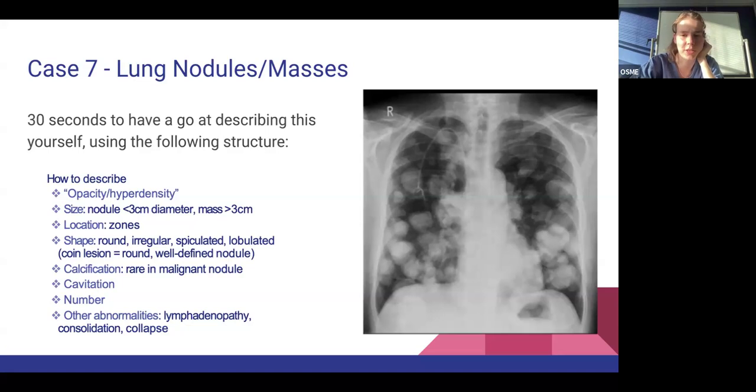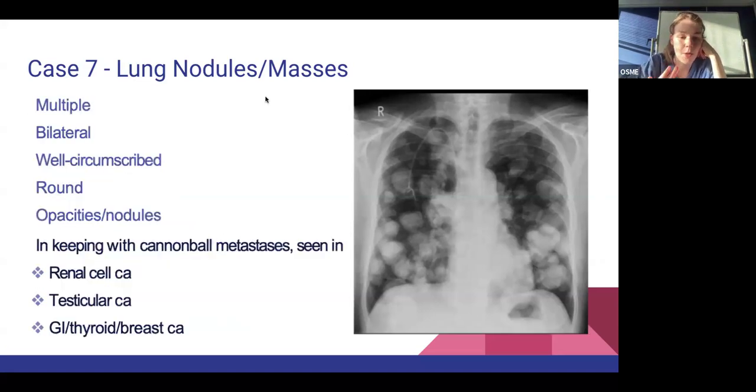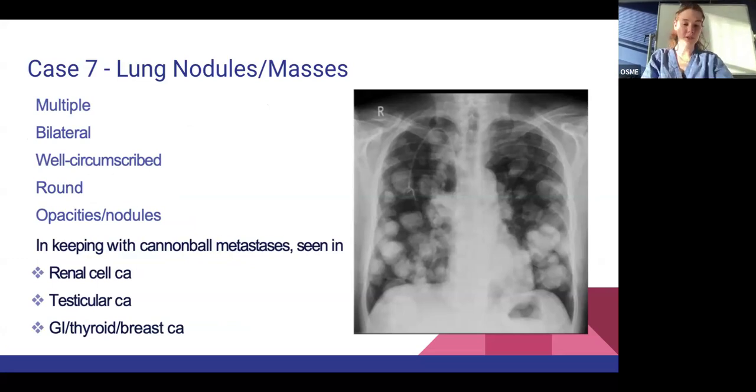Okay, hopefully you've had enough time to have a go at that. So that's how I would describe it. Obviously, you can do it in different ways, whichever makes sense to you, but those are the key bits to get to grips with. They're the key ways of describing any nodule or mass that you see anywhere. But that's a good structure to familiarize yourself with.